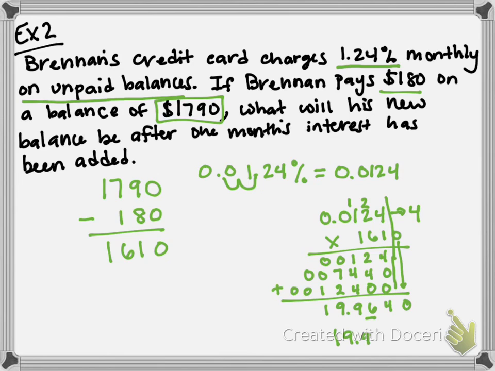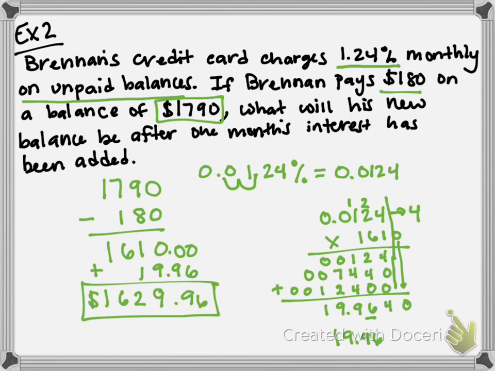So $19.96. All right, would that make sense if my balance is $19.96? Nope, that's the interest that I paid. So I need to take my $19.96 and add it back on to my original balance. All right, 0 plus 9, 1 plus 1 is 2. So his new balance would be $1,629.96. That doesn't seem like very much, just adding about $20 back onto your unpaid balance. But if you're adding $20 a month, every month, it's going to add up over time.